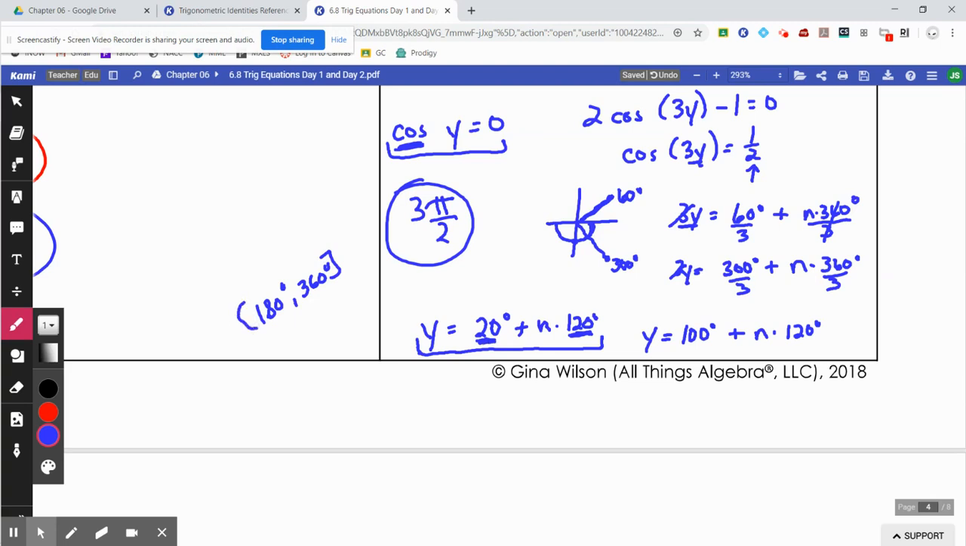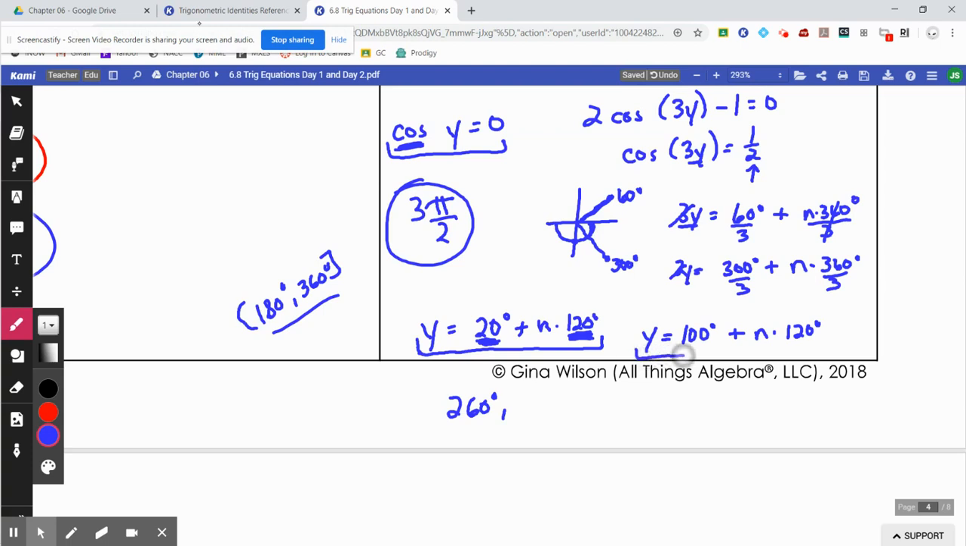So 20 does not work. Add a rotation, or add a 120. 140 is not in that range. Add two 120s to 20, plus 240, which is 260. There's one answer. Add three rotations. That would be 360 plus 20. That's 380. That's not in our domain here. So therefore, that's the only answer there.